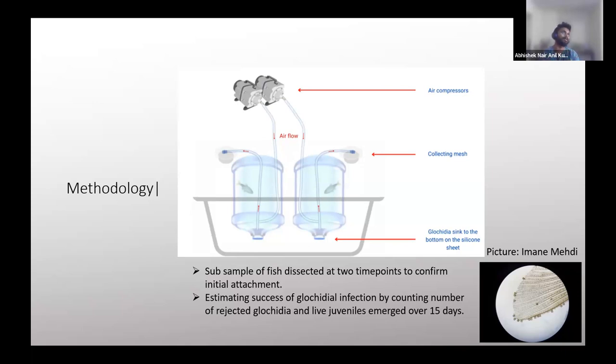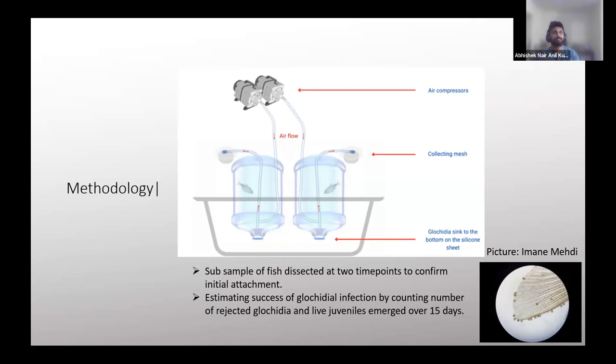After infection, the bitterlings were placed individually in different containers, similar to the ones shown here. The apparatus as a whole enabled us to count two things. Initially, the rejected glochidia, which were attached but then rejected mainly by the fish's immune system. And then live juvenile mussels, which are glochidia that were attached on the fish, successfully metamorphosed into the next stage of their life, and then fell off as live juvenile mussels.